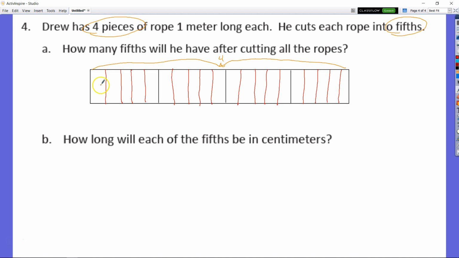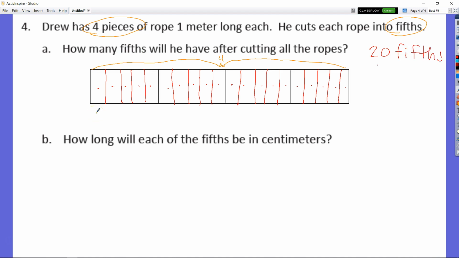All we need to find out is how many pieces he has, and we're going to count. 1, 2, 3, 4, 5, 6, 7, 8, 9, 10, 11, 12, 13, 14, 15, 16, 17, 18, 19, 20. We know that he will have 20 pieces of rope. It says how many fifths will he have, so he will have 20 fifths.